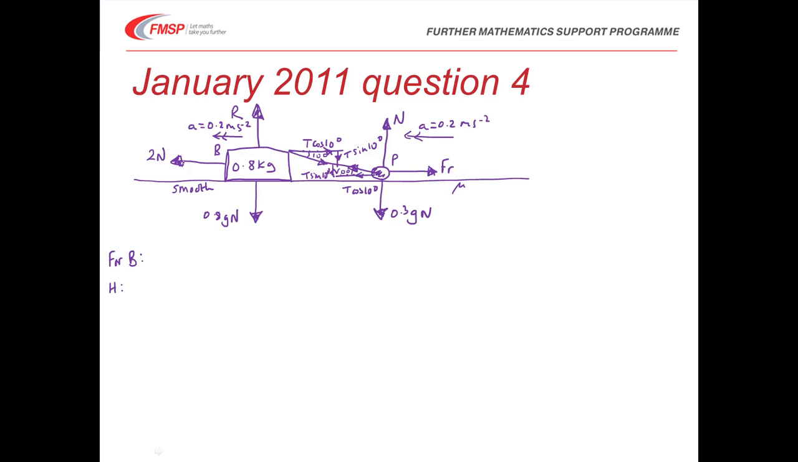Taking to the left as my positive direction because the acceleration is to the left, I'm going to use F equals ma. Don't forget, F doesn't mean a single force, it means the resultant force. So the resultant towards the left is the 2 to the left minus T cos 10 to the right. And that's equal to the mass, 0.8, times the acceleration, which is 0.2. Which means we know the right hand side is 0.16. On the left we've still got 2 minus T cos 10.